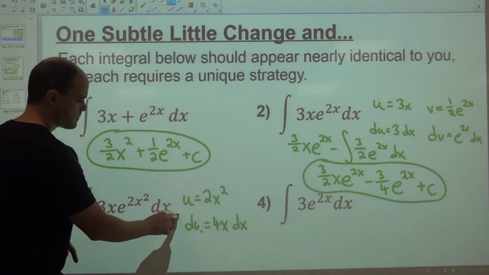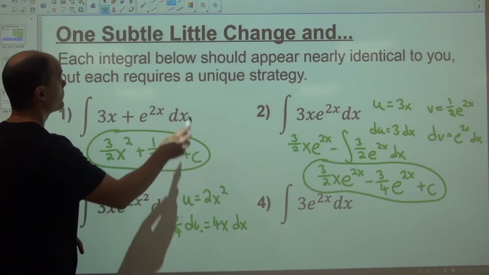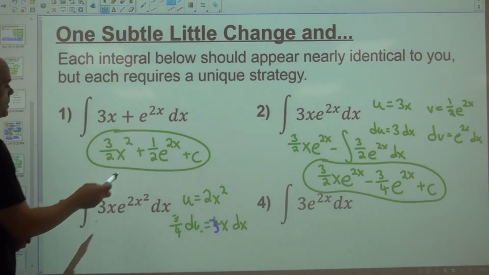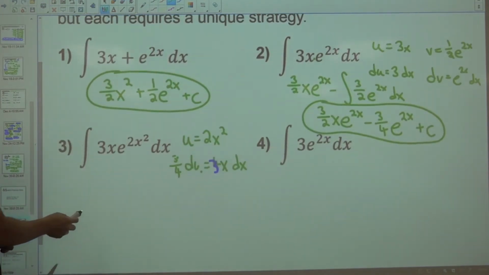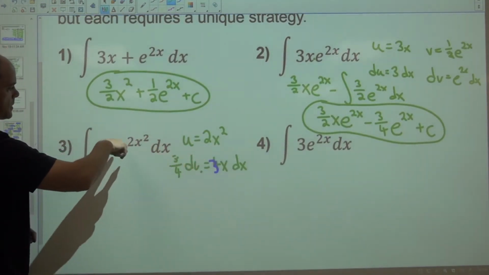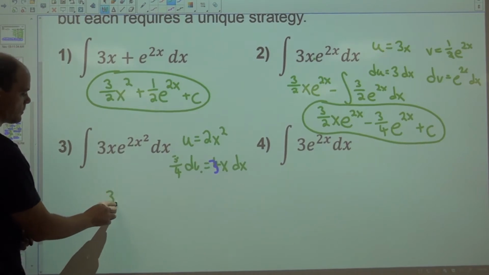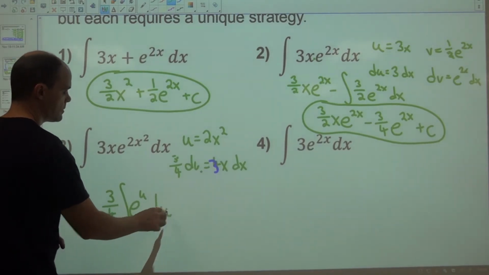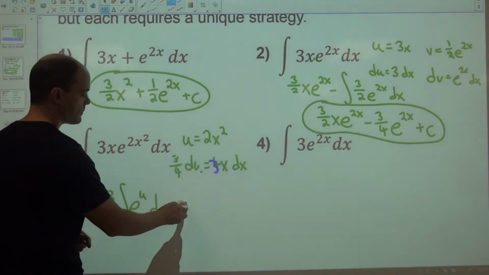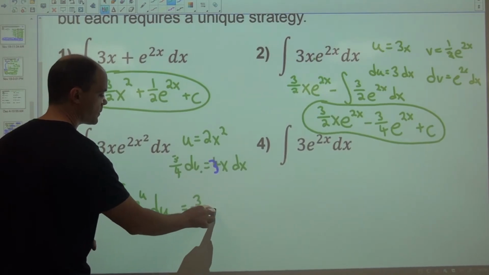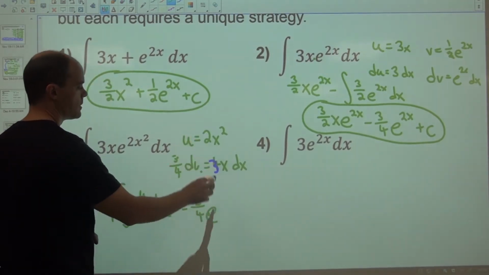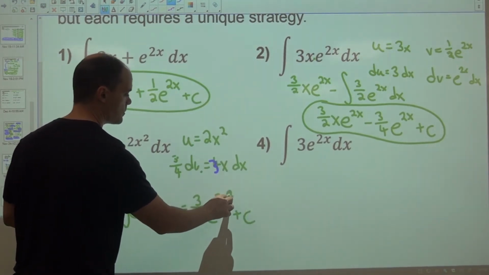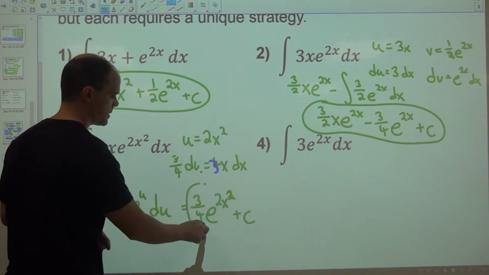So I'm going to multiply this by 3/4 on both sides, and this will now become 3. Pull off my u substitution. So this becomes dx, and this becomes, well, that's really nice, 3/4 e to the u du. Very easy antiderivative. 3/4 e to the 2x squared. And that's it, squared.